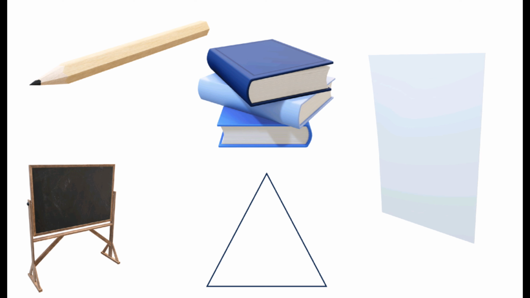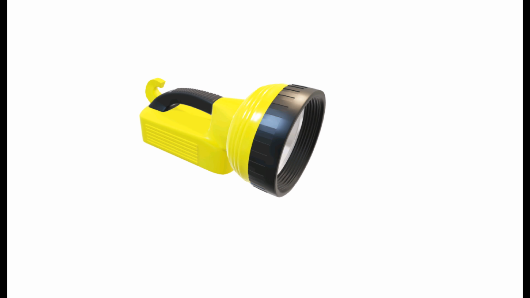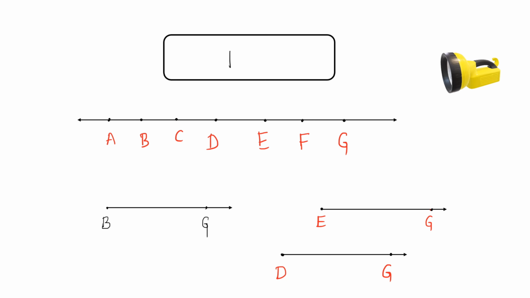Let's continue. Can you see the object present on the screen? Yes, it is a torchlight. What does a torchlight emit? A torchlight emits light rays. Now, consider the word ray. What is meant by a ray?